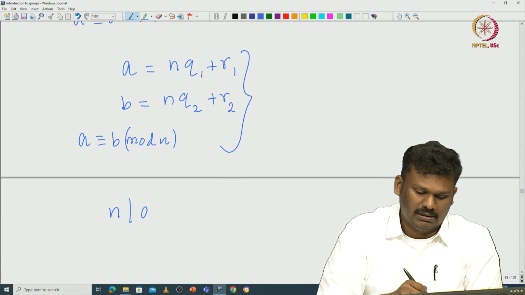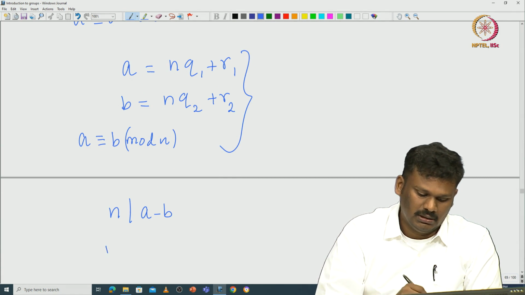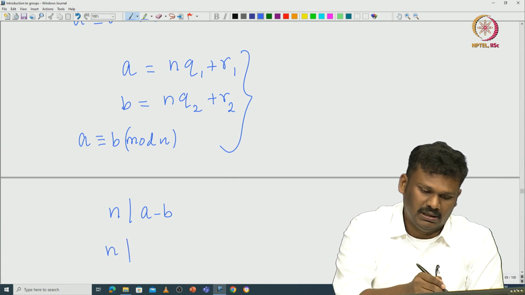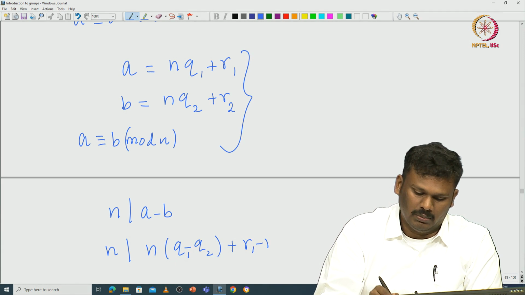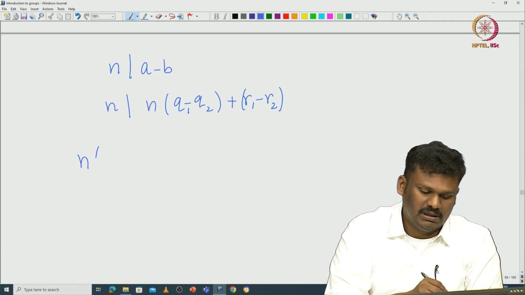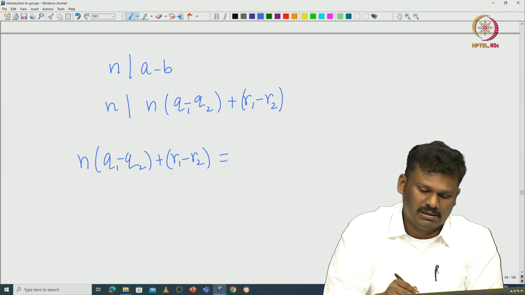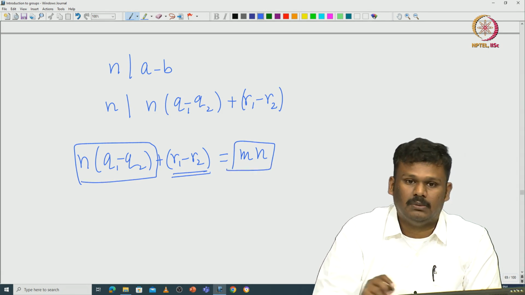Because this implies n divides A minus B. So, that is one thing, and then you can see that that implies n divides the difference, which is n times (q1 minus q2) plus r1 minus r2. So, what is the meaning of that? That means n times (q1 minus q2) plus r1 minus r2 is the same as some multiple of n, and since this is a multiple of n, this is a multiple of n, this must be a multiple of n.